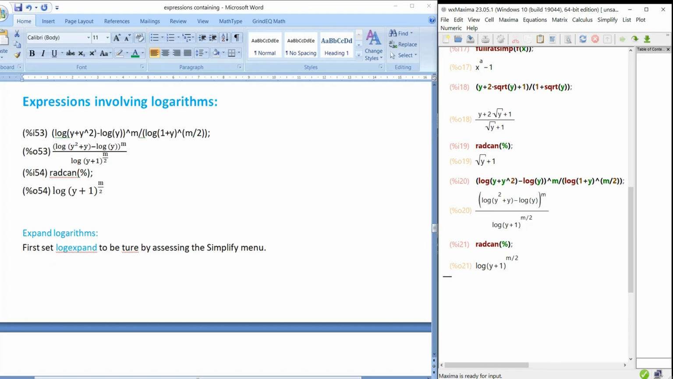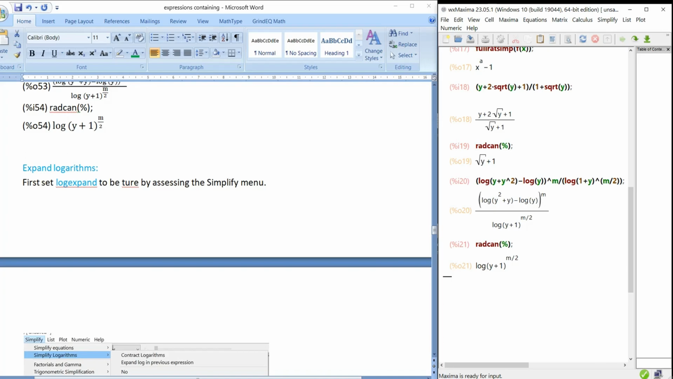Clear? In logarithmic functions, there are two categories. We can expand the logarithms as well as we can contract the logarithms. Clear? So let us see few examples. First we deal with expansion of logarithms. Expansion of logarithms. The function for this is log expand.